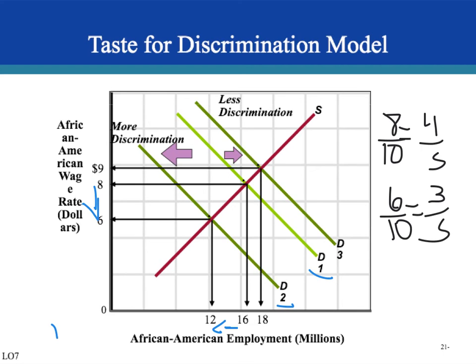However, if there's less discrimination and the employer hires more African American workers and D1 goes to D3, then the equilibrium wage goes up to $9, and the ratio increases to 9/10. So a higher ratio indicates less discrimination.